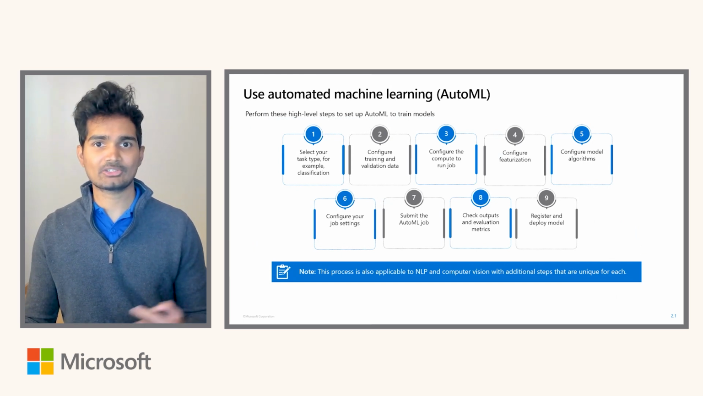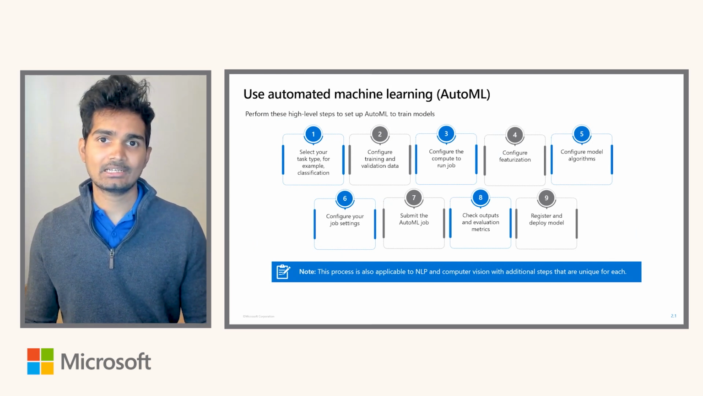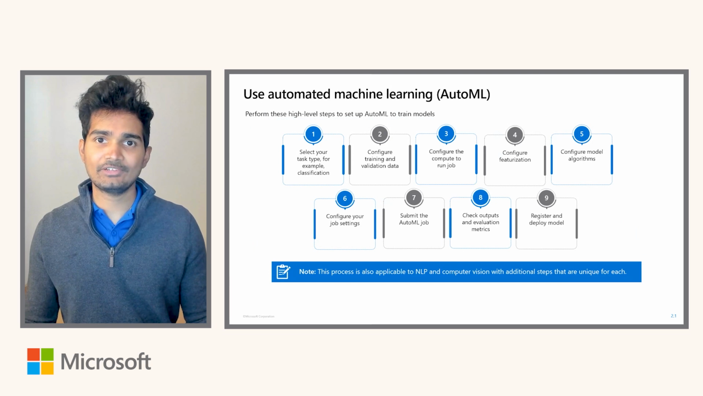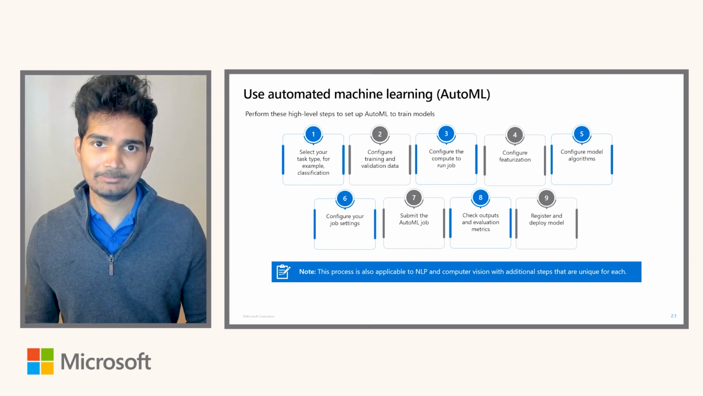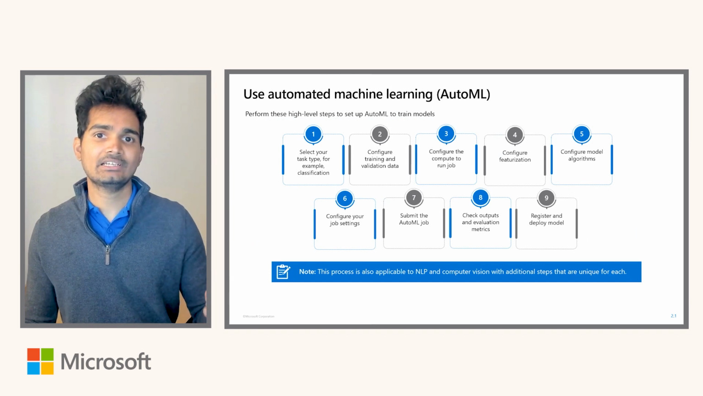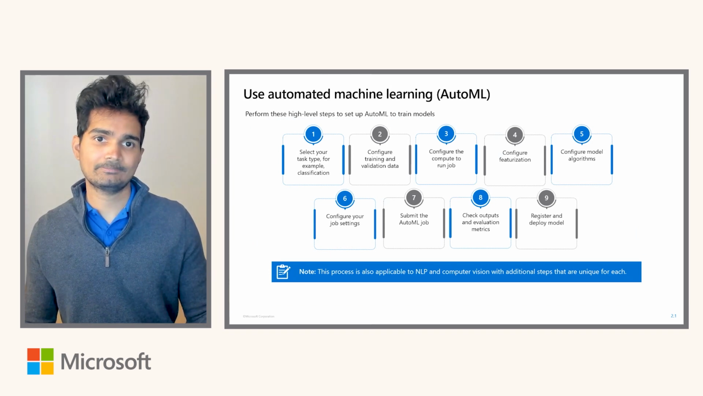Select your task type, for example, classification. Configure the training and validation data. Configure the compute to run the job. Configure featurization, and then your model algorithms, and submit your AutoML job. Check the outputs and evaluation metrics, and finally, register and deploy your model.